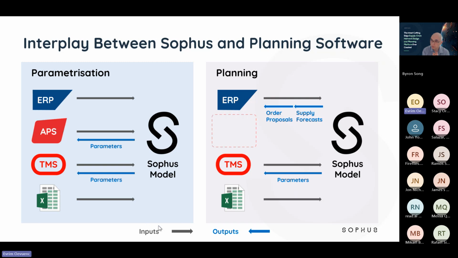If the Sophus platform is used in this fashion, there is no need to use an APS, an advanced planning system, anymore. However, to be precise, a true planning system would not only provide a supply forecast, but would actually go a step further and generate order proposals that would be fed back to the ERP system for execution. For simplicity purposes, we're not going to cover this step of the process today, but stop at the generation of the supply forecast.